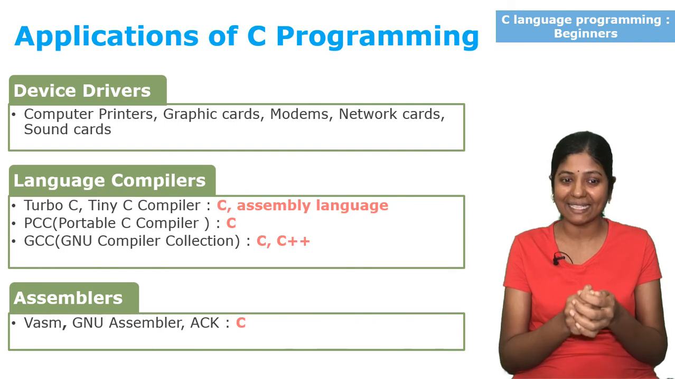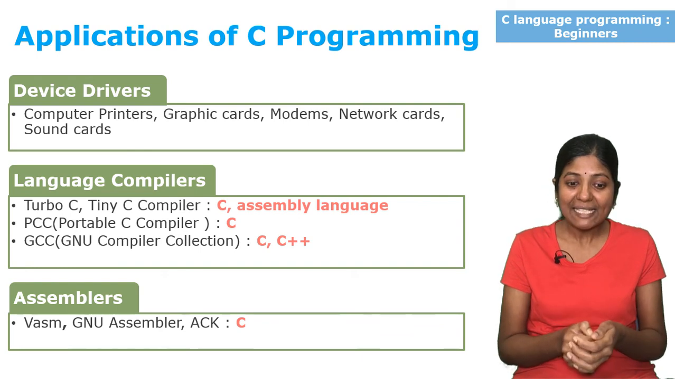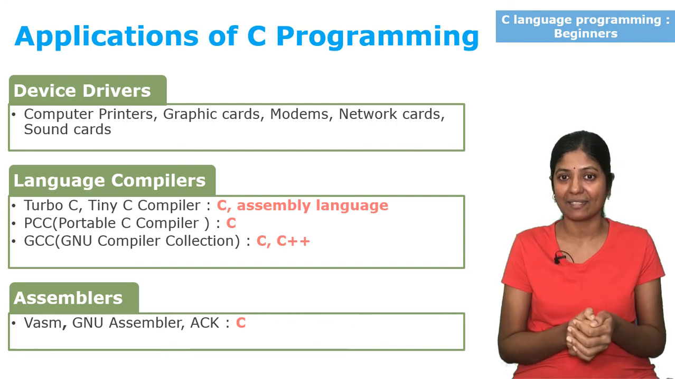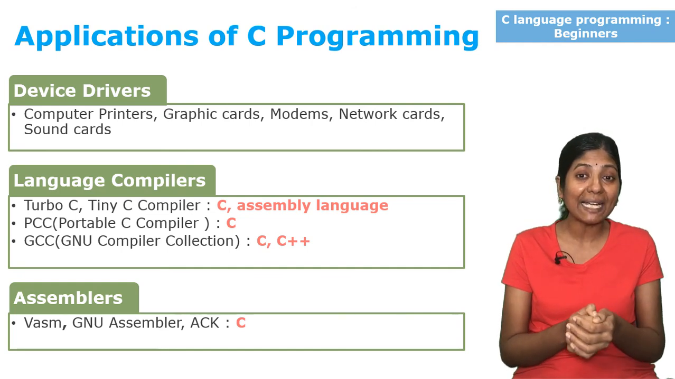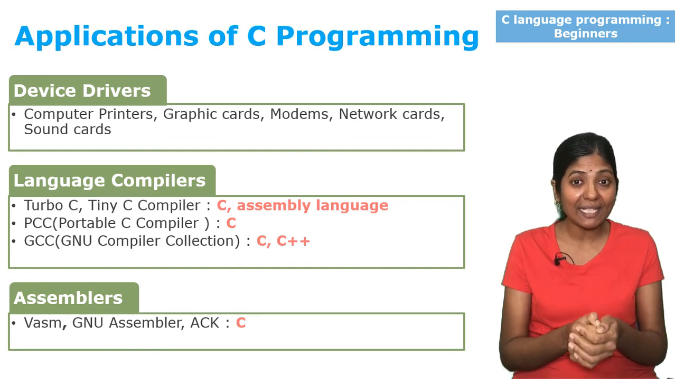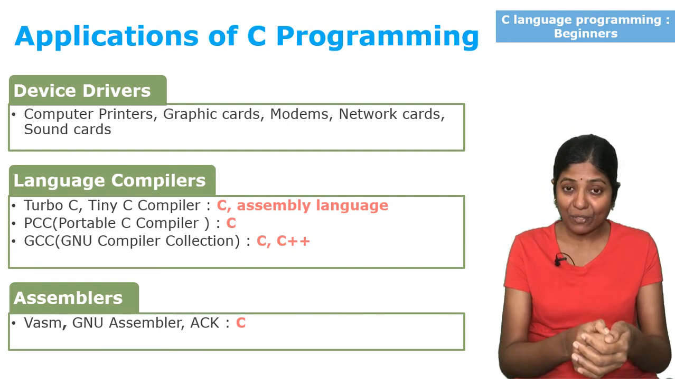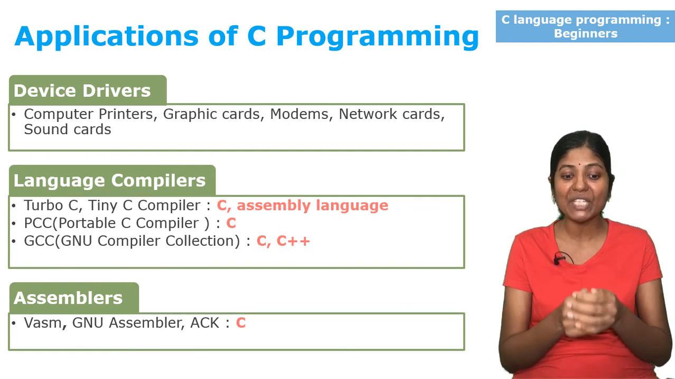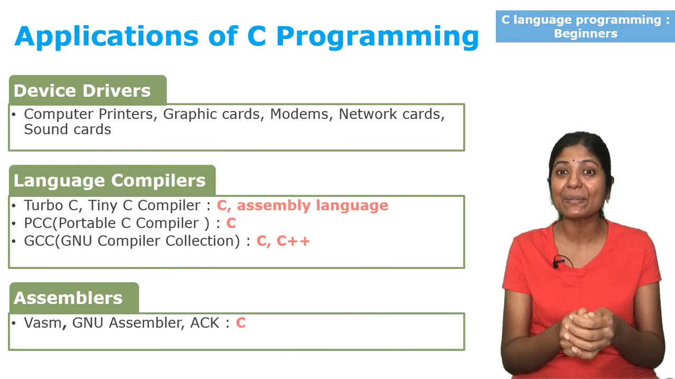We will also work with one of the compilers when we start writing C programs. We will discuss more about this when we start writing programs. Then coming to assemblers. Assemblers are used by programmers who write instructions in assembly language. They use assemblers to translate the assembly language instructions into machine code. Such kinds of software can also be developed using C language. Examples like VASM, GNU assembler and ACK assemblers were implemented using C language.